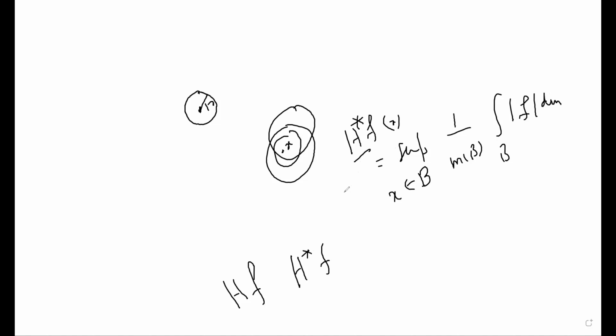these two things are not very different. Their behavior is almost the same because there is a bound like this: A star f is bounded by Hf and 2 to the power n times Hf. Originally, I think Hardy-Littlewood started with this function, but actually you can take any ball. This is a slight modification of our Hardy-Littlewood maximal operator. The behavior is the same, it doesn't matter.